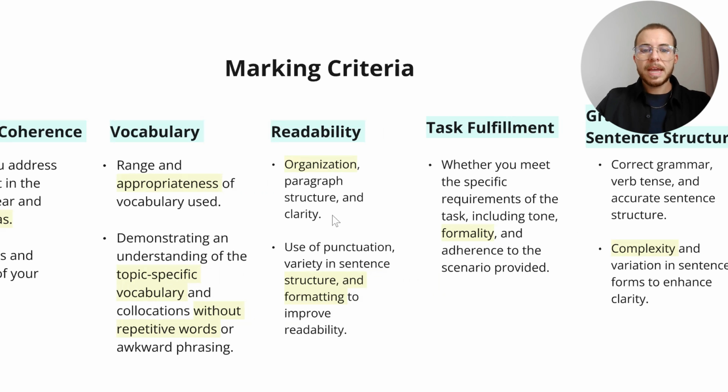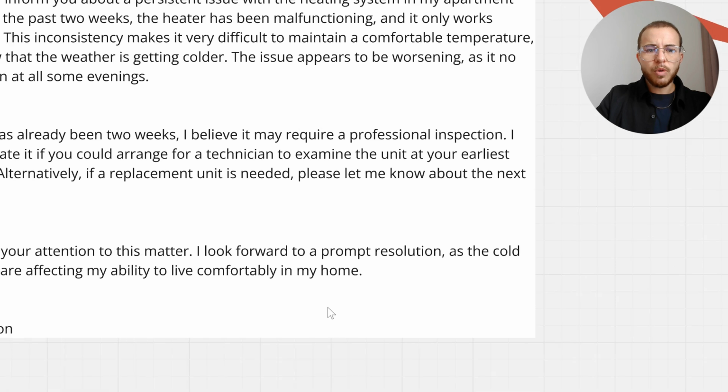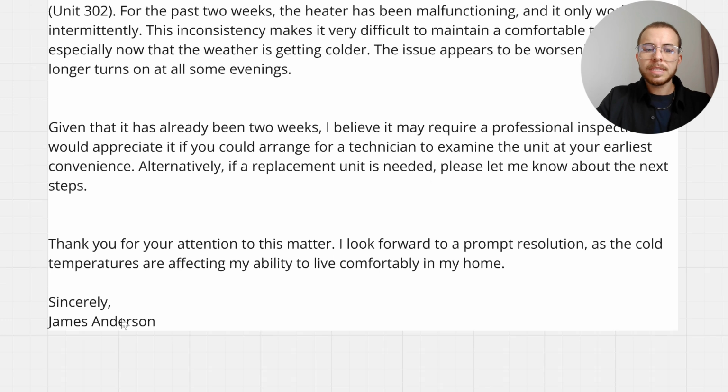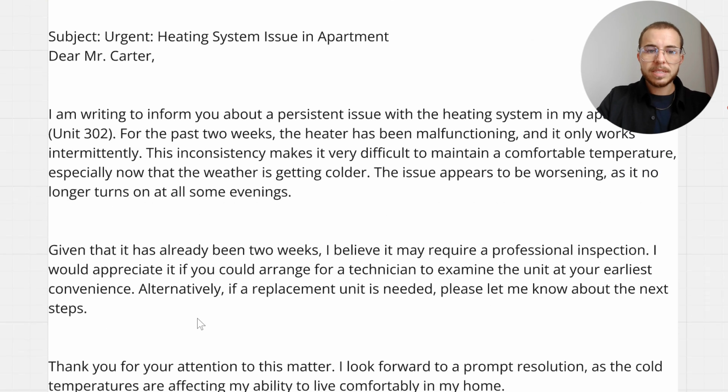Readability just means how organized is your paragraph. And of course, your punctuation, your structure, and your format. When we talk about format, we're referring to the format like such. We have the subject, Dear Mr. Carter, then we sign off with Sincerely, James Anderson. This is all part of the format, as well as having separate paragraphs. That is a very simple thing to do that will get you more marks.